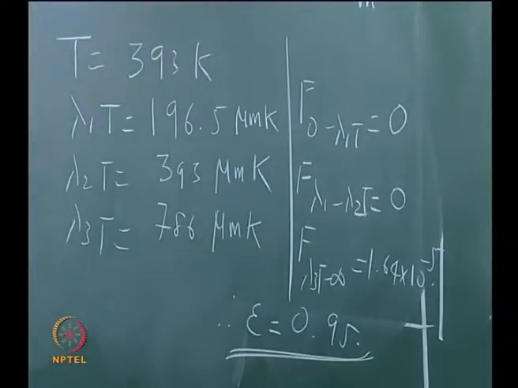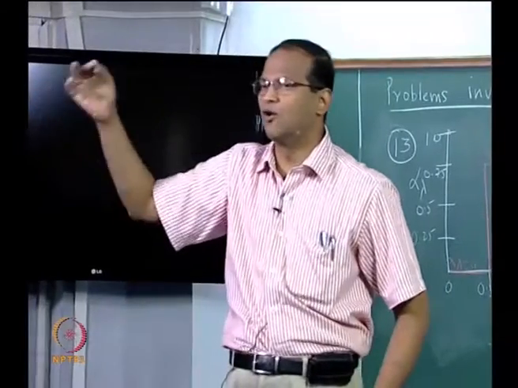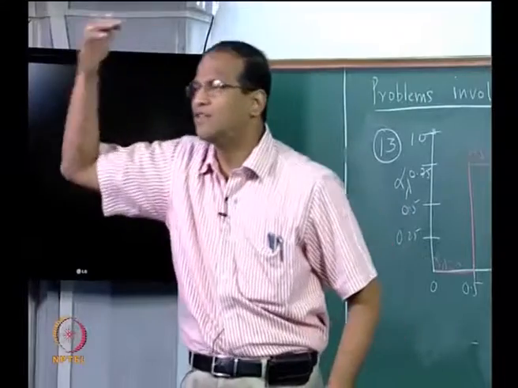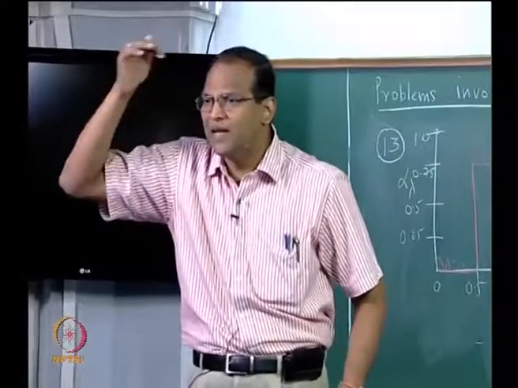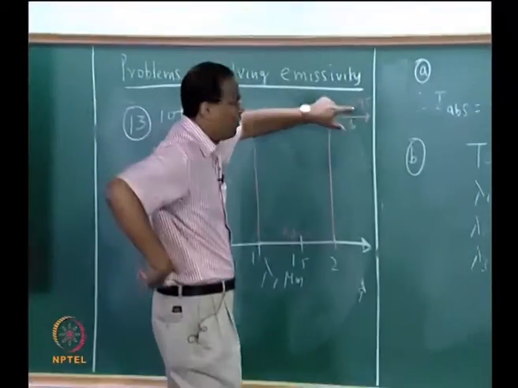That is the way it should be, because the surface temperature is 393. If you do the Wien's displacement law, lambda max T is 2898 micrometer Kelvin. 2898 micrometer Kelvin divided by 393 or 400 will give a value of 7 micrometer. So it has a peak around 7 micrometer. Now I am saying after 2 there is no change, it will be 0.95.